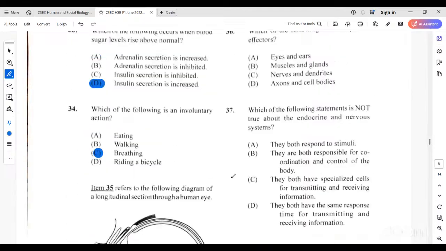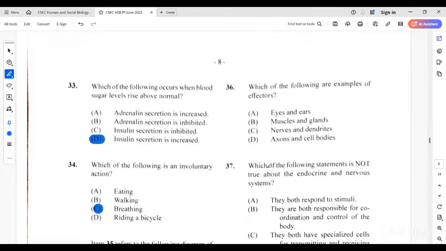Question 36. Which of the following are examples of effectors? And effectors fall under the topic of coordination and control, right? We have the eyes and ears, we have muscles and glands, we have nerves and dendrites, we have axons and cell bodies. What are persons thinking? If you are thinking about the flow chart for a response, you are thinking, what are the effectors? What things cause the effect? The muscles and glands.